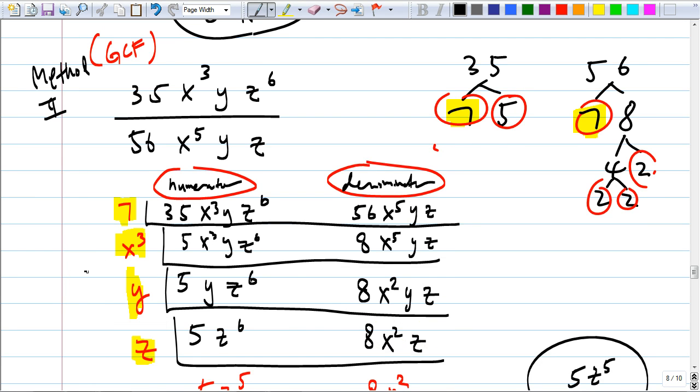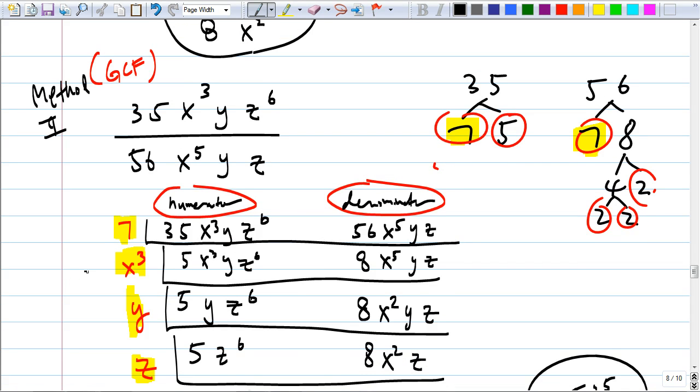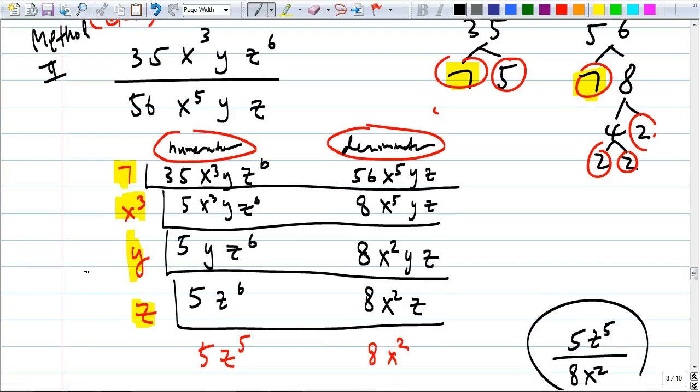And Laura, what do we get? 5z to the 5th and then 8x squared. Does that make sense? Now, does anybody see why I did it this way? Could I go any further? No, I cannot, because nothing goes into 5z to the fifth and 8x squared, does it? Other than 1, of course. 1 will always go into any kind of monomial.